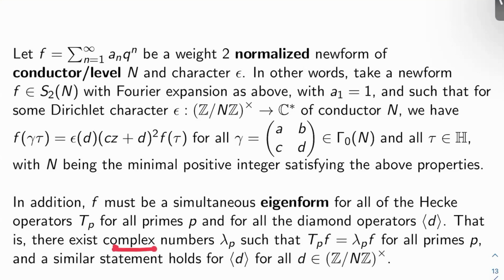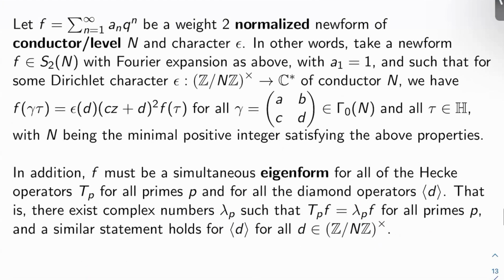It means there exist complex numbers lambda sub p such that T_p f is lambda_p f for all primes p. In other words, f is an eigenform, and the lambda_p's are the eigenvalues. And then a similar statement should hold for the diamond operators <d> for all d in (Z/NZ)^×. There should be eigenvalues there as well.